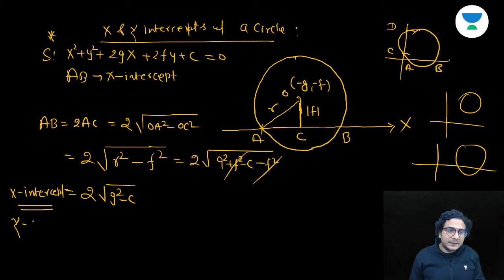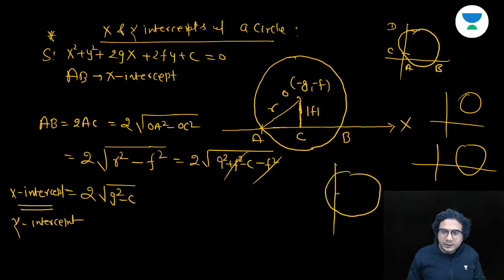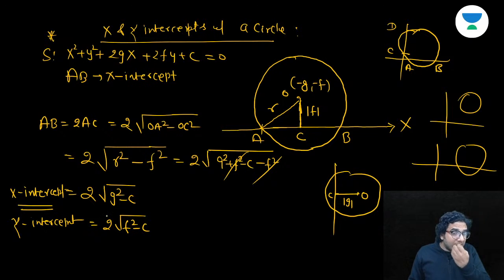Similarly, we can write the y-intercept. In the y-intercept, OC will change. You can see this OC is going to be mod of g, right? So now g square will get cancelled, and it is going to be 2 under root of f square minus c, right? And g square minus c should be positive to get a real intercept.